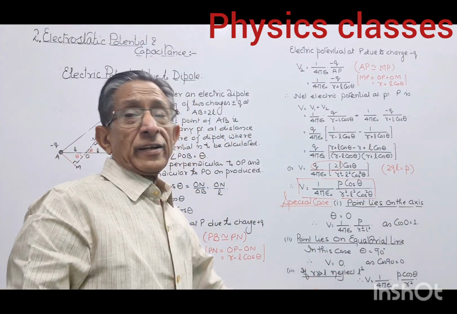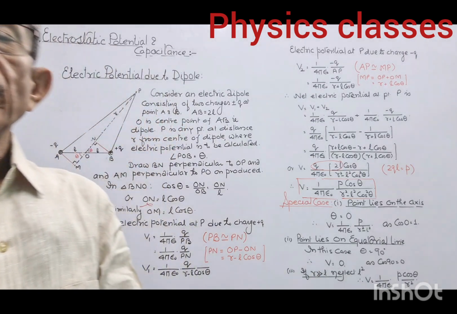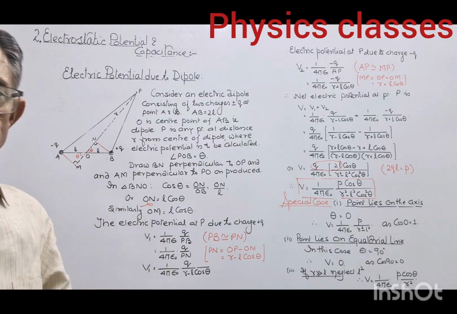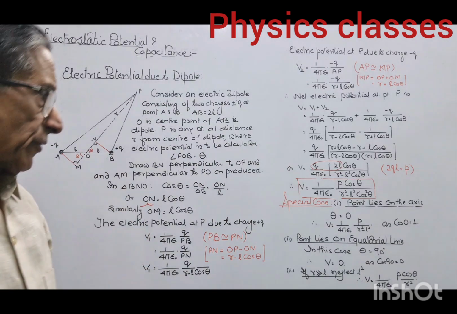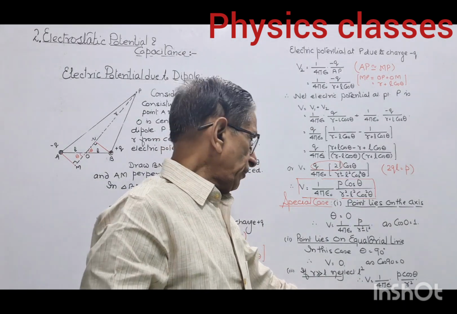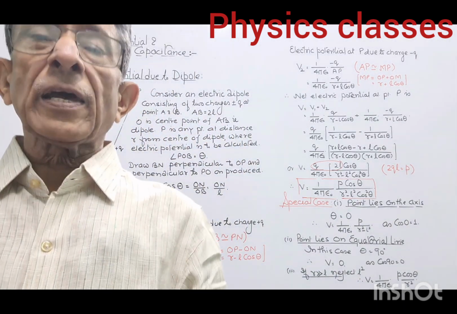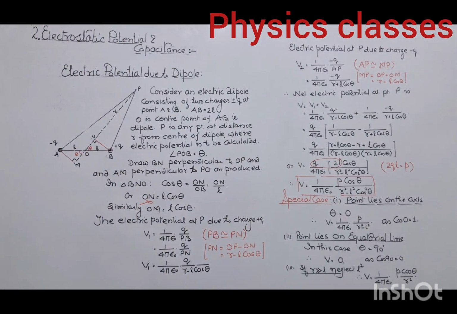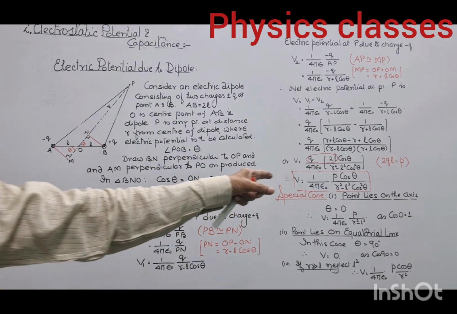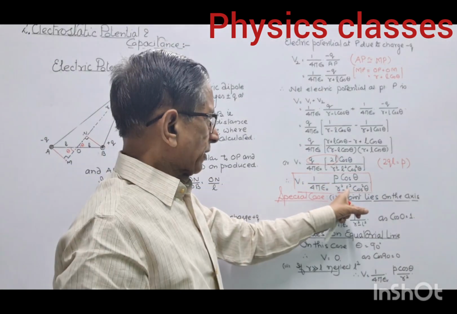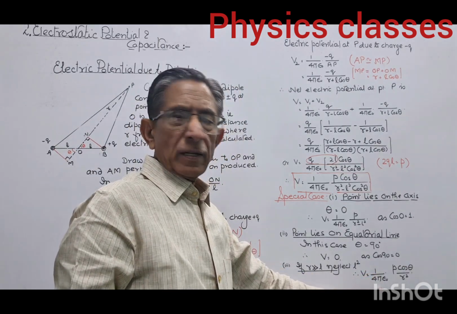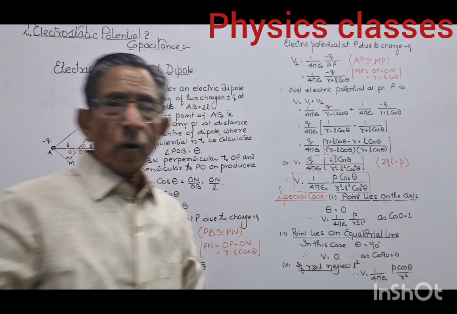If it is an ideal dipole, meaning the dipole for which l is negligibly small, in that case we shall neglect l square. So the formula will become r square minus l square, with l square neglected. So the formula will be V is equal to 1 upon 4 pi epsilon naught p cos theta upon r square.